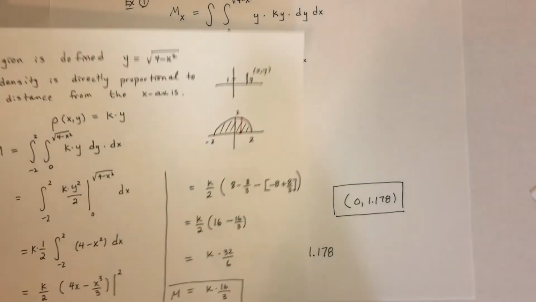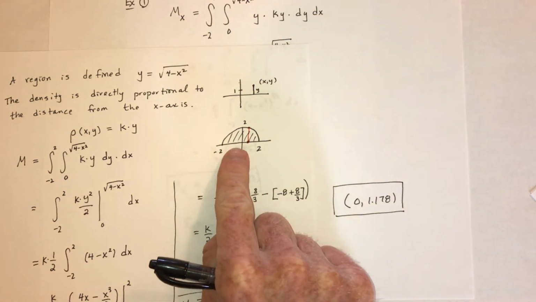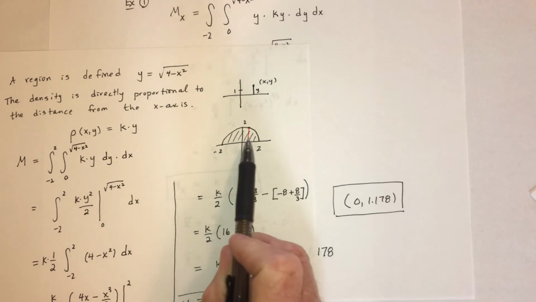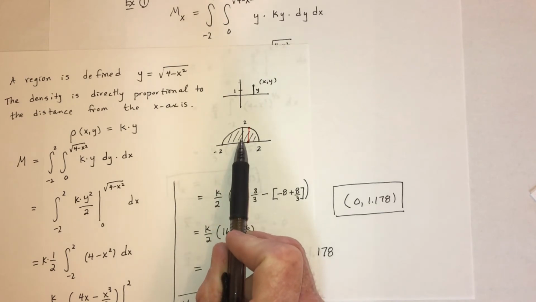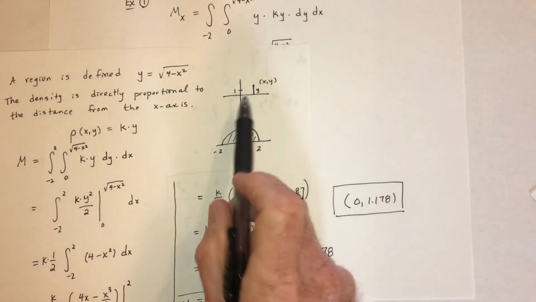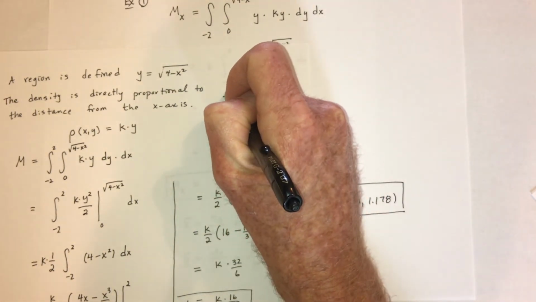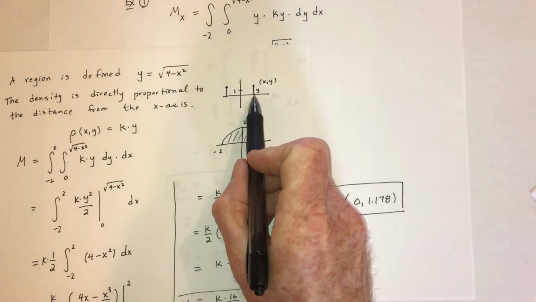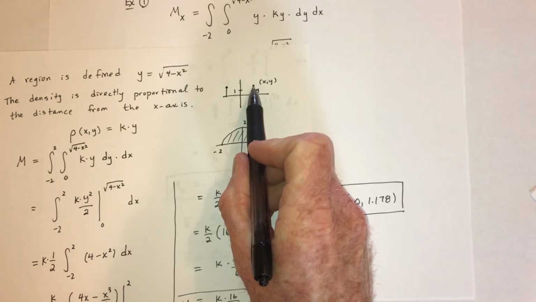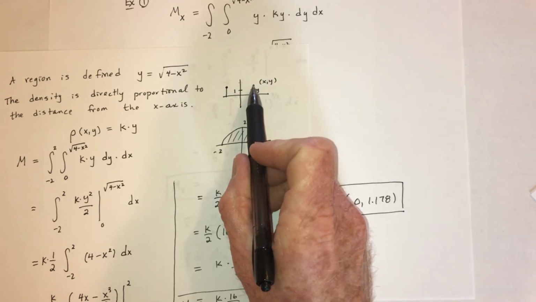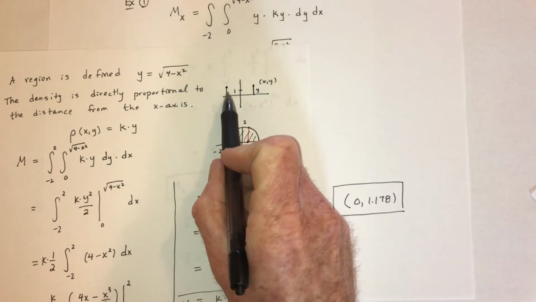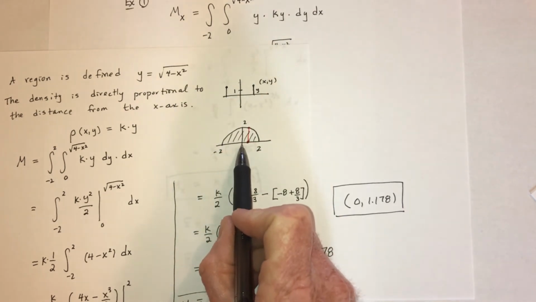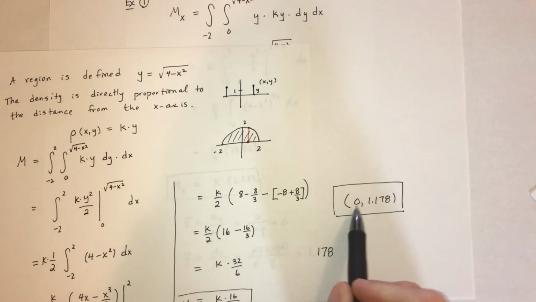Now go back to the very beginning. Here's the picture of the region we're talking about. So where's the balancing point? Well, because it's symmetric on the left and the right, then it should be right in the center. And also, with the density function, it all depends on the y value. So if you're over here and you go up by 2, its density is 2. If you're over here and you go up by 2, its density is 2. So it's symmetric on the left and the right.